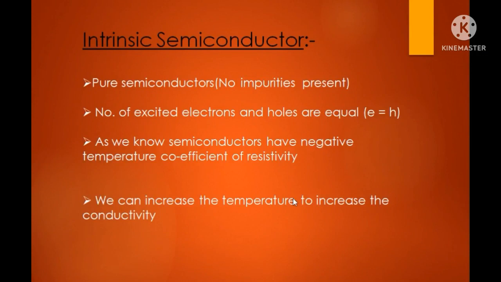We will now discuss the first type of semiconductor, that is intrinsic semiconductor. These are basically pure semiconductors and there are no impurities present. What do we mean by impurities? Impurities means any external foreign material added into the semiconductor crystal. In this type of semiconductor, no foreign materials are added, so this is a pure semiconductor. The number of excited electrons and holes are equal. As many electrons as move from the valence band to the conduction band, that many holes will also be generated.